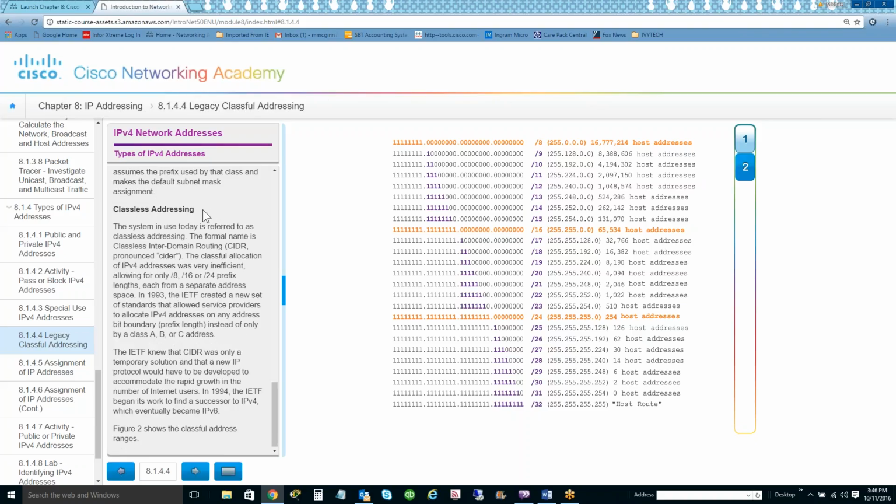Classless addressing is when we do use the subnet mask, and it's basically referred to as classless interdomain routing, or CIDR. So if you ever hear the word CIDR bandied about, they're really referring to the IP addressing that we use today with the subnet masks employed.